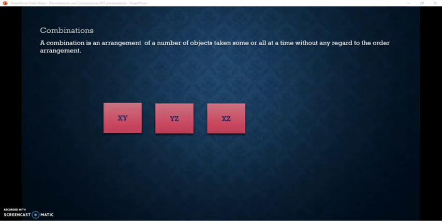Okay, so let's look at the formal definition of combination. A combination is an arrangement of a number of objects taken some or all at a time without any regard to the order of the arrangement.